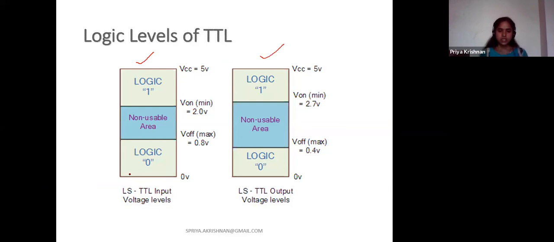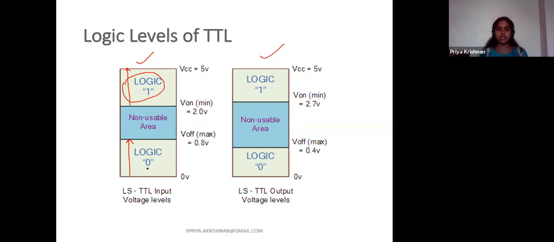Whenever your voltage is varying from 0 volt to 0.8 volt, if your input level is between 0 volts and 0.8 volt, then the system will take that as 0. Whenever your voltage is changing from 2 volts to 5 volts, any voltage within this range, the system will take that as 5 volts. That is 1. 5 volt means it is mapped to 1. 0 volts to 0.8 volts is mapped to 0.